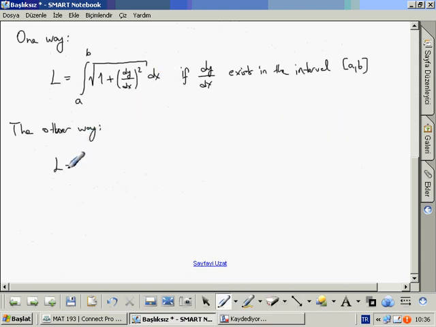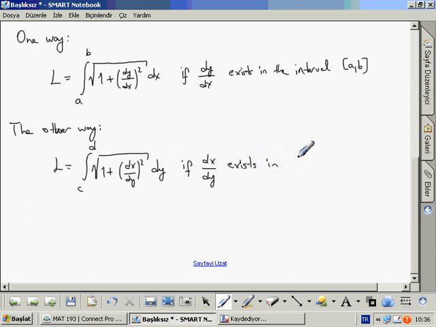And the other way: L equals the integral from C to D of the square root of 1 plus (del x over del y) squared del y, if del x over del y exists in the interval C, D.